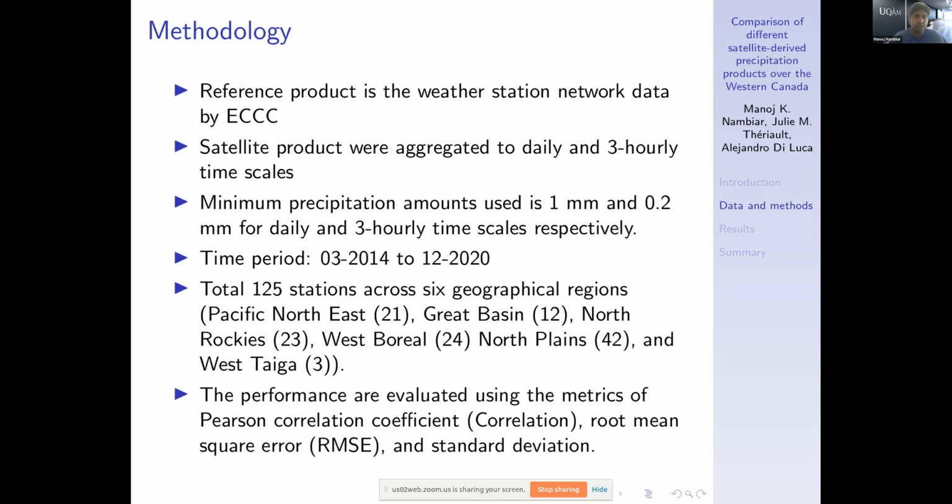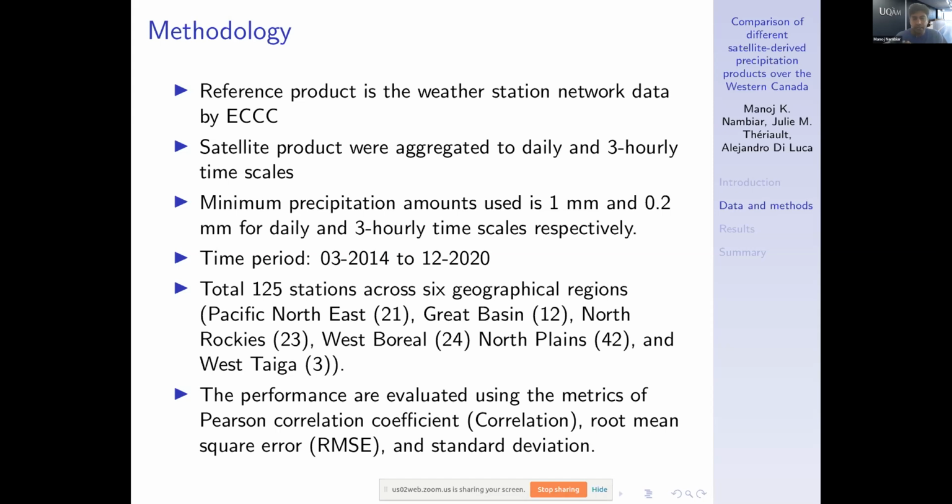We will be testing the satellite products at both daily and 3-hourly time scales. The 3-hourly time scale is the temporal resolution of the MSWEP data. The minimum precipitation amount used is a 1 millimeter cutoff for the daily data and 0.2 millimeter for the 3-hourly time scale, respectively. The time period of this study is from March 2014 to December 2020. We have used a total of 125 stations, divided into 6 climatological regions. We have more stations near southern Canada and fewer stations towards the north.